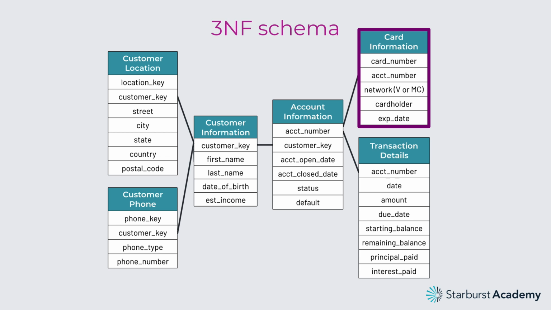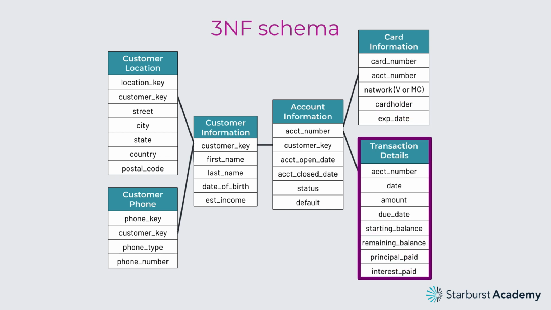Information about the credit card associated with an account, such as the credit card number, is stored in a table that is connected to the accounts table with the account number. Finally, each time a customer completes a transaction, the information from that transaction, such as the amount and remaining balance, is recorded in the transaction table. This table is connected to the accounts table with an account number.